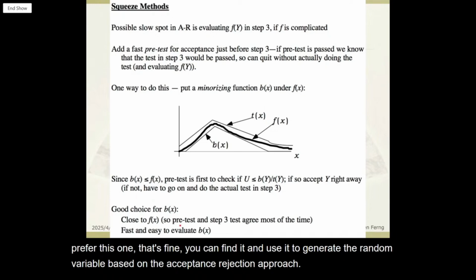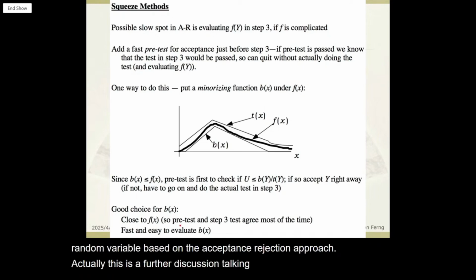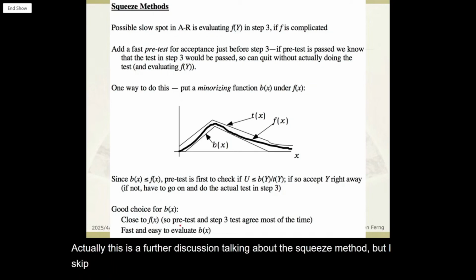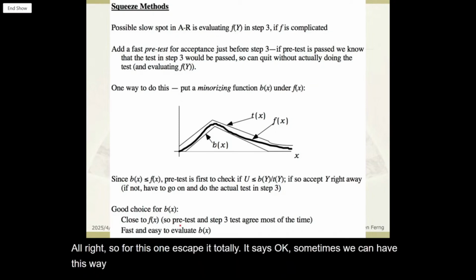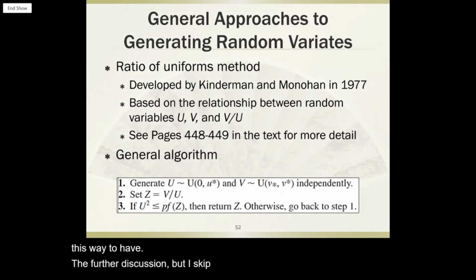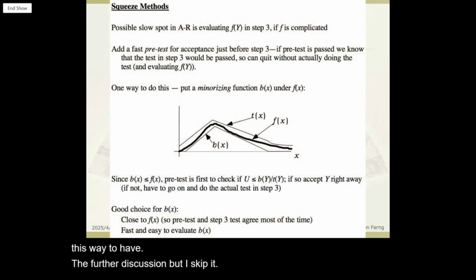Actually, this is a further discussion talking about the squeeze method, but I skip it. All right, so for this one, I skip it totally. It says sometimes we can have this way to have the further discussion, but I skip it. So this is the acceptance rejection algorithm. I think it's okay, right?